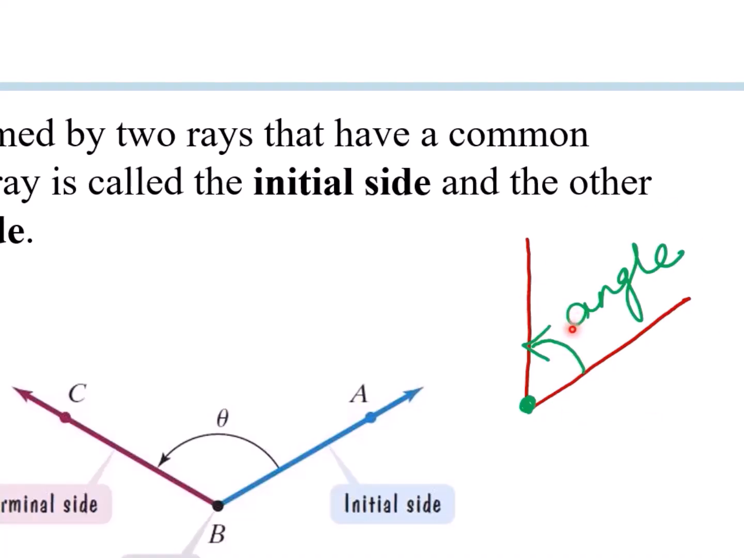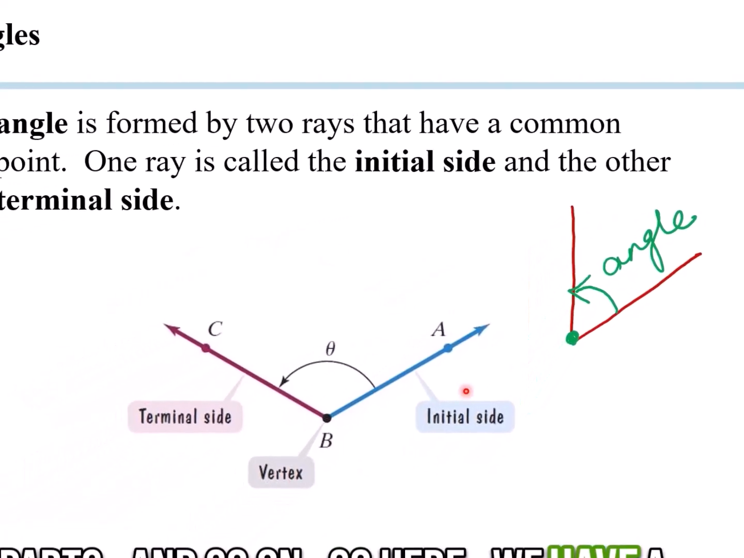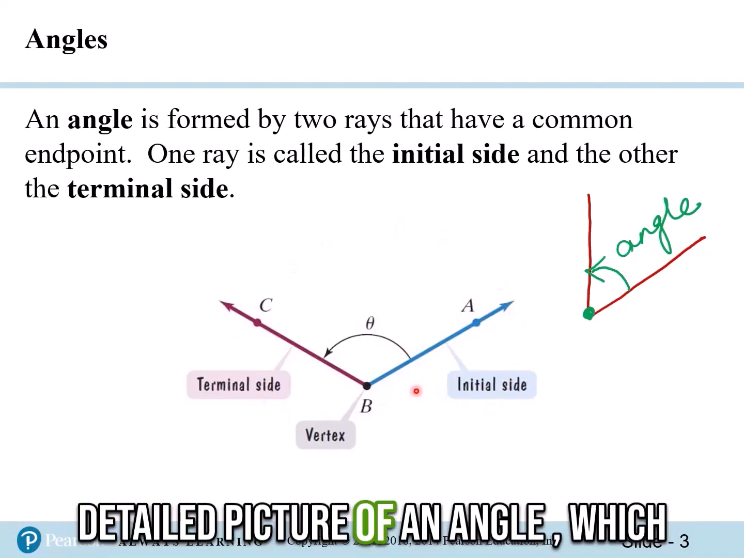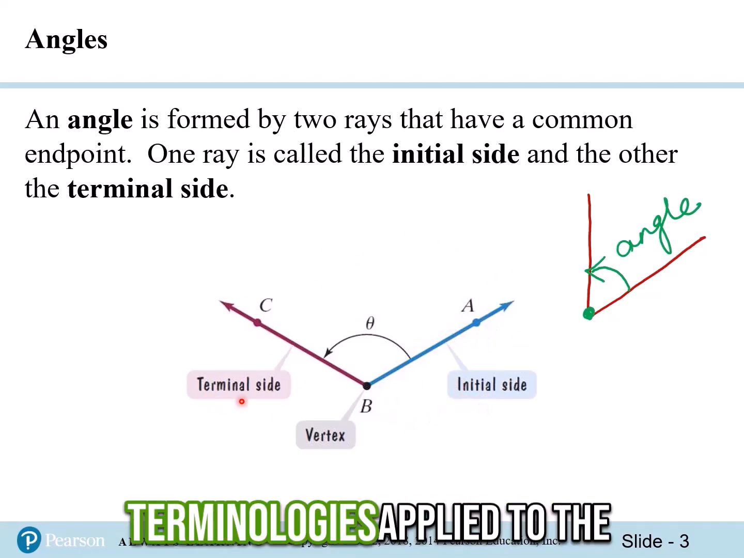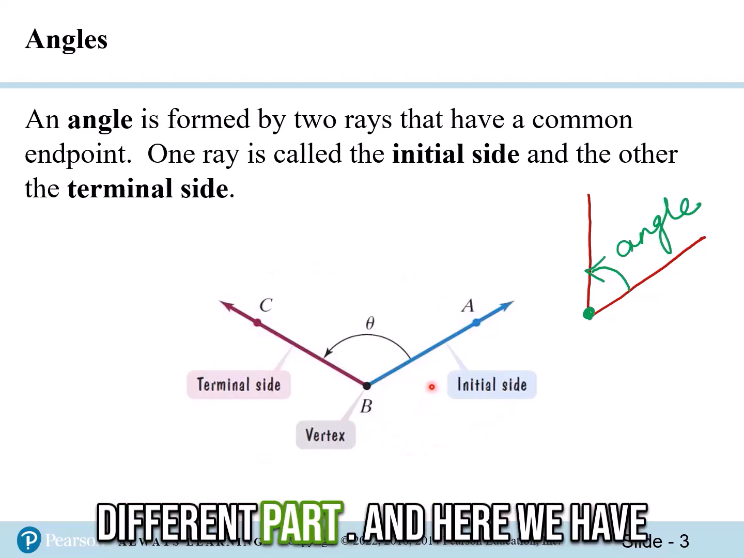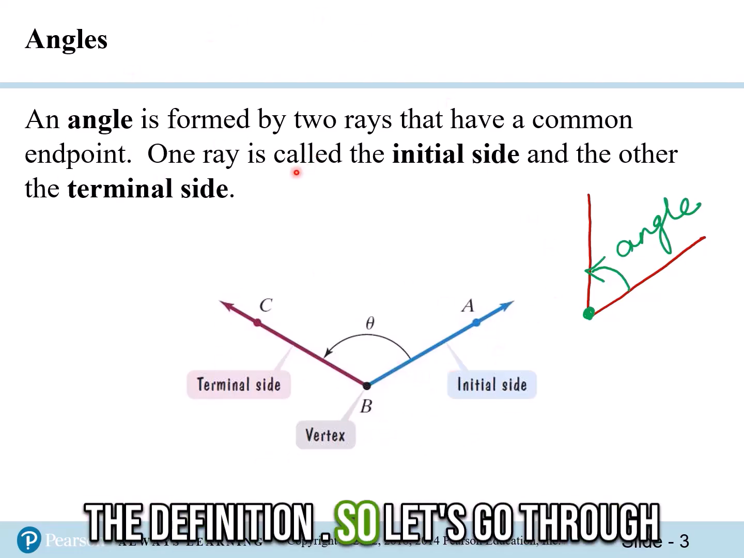However, for purposes of getting deeper into the study of trigonometry, we need to look at angles at a more granular level. We need to know the different parts of an angle, how the different parts are labeled, the notations we use for the different parts, and so on. So here we have a detailed picture of an angle which is labeled and which has terminologies applied to the different parts, and here we have the definition. So let's go through it.